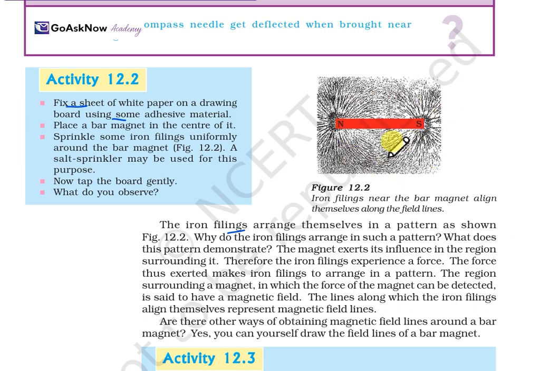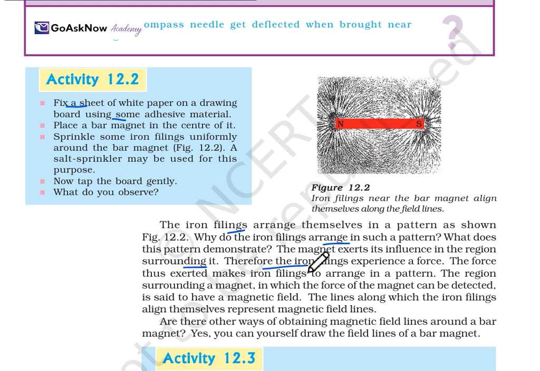Like this only, they will arrange themselves. Why do these iron filings form such a pattern, and why is the pattern demonstrated? The magnet exerts its influence in the region surrounding it. Therefore, the iron filings experience a force.